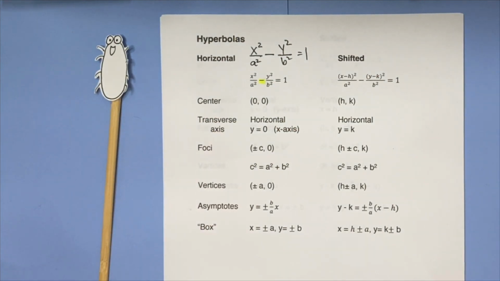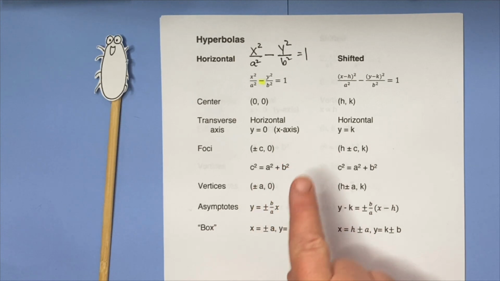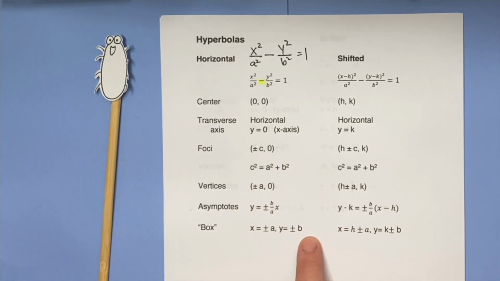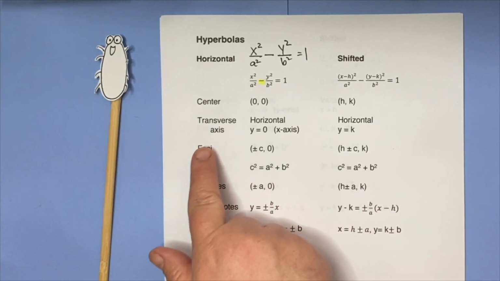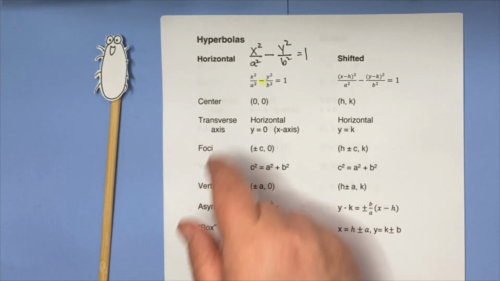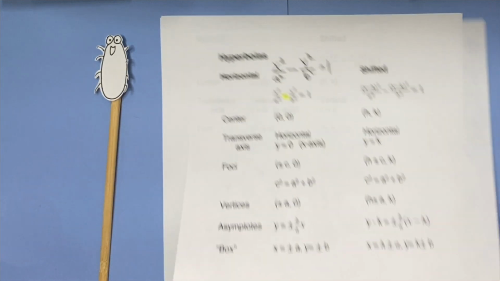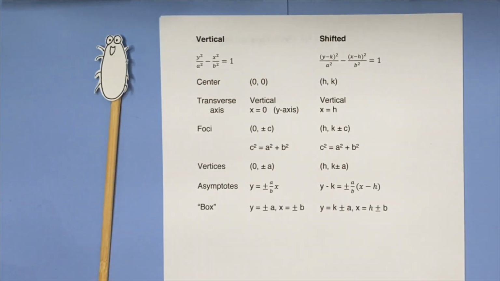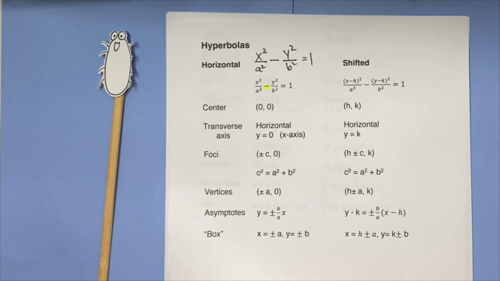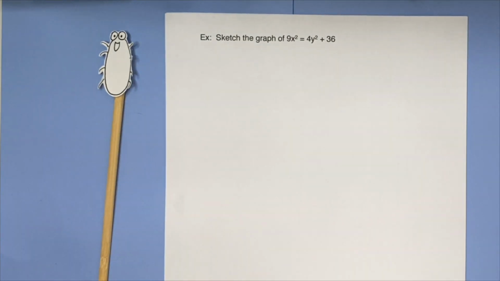Now, in terms of the details, I've written up all the formulas, and there's a lot of new stuff. You've got vertices, but you also have asymptotes, and there's a box, and then there are transverse axes. So there's an axis, but now it's called a transverse axis. And we also have horizontal, shifted horizontal, and vertical, and shifted vertical. And so rather than going through all the details, I thought, why don't we just go ahead and do one? Straight off the bat, let's just try one.